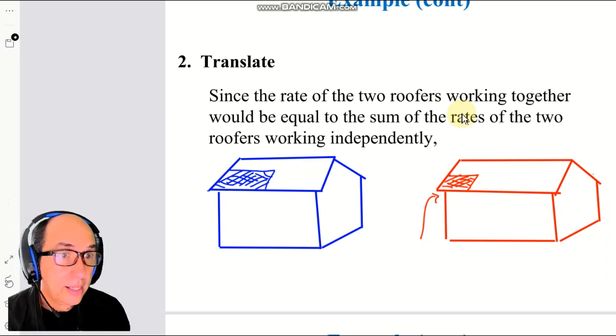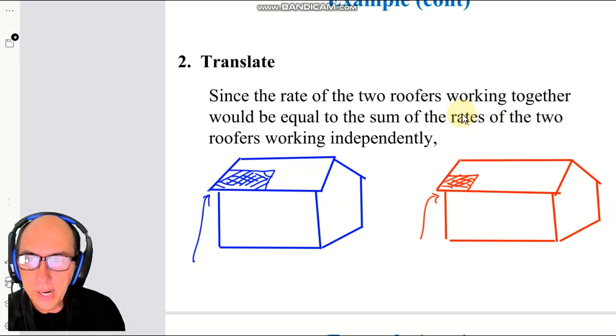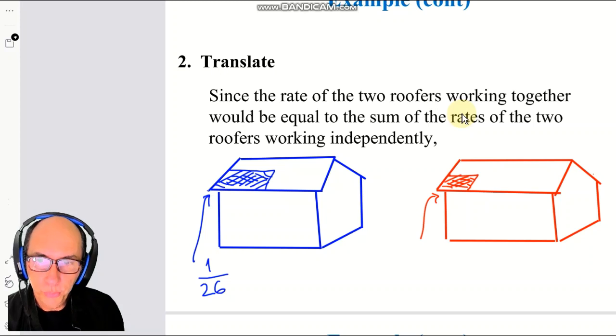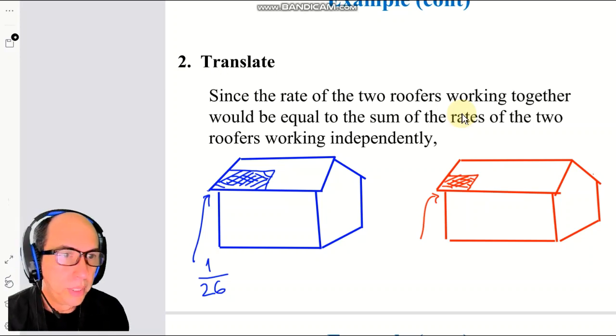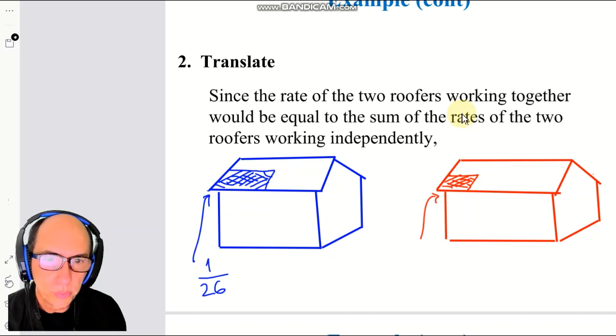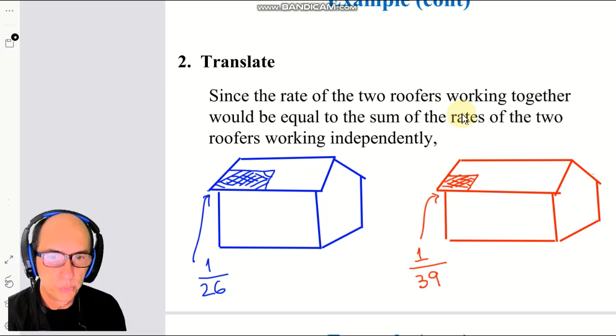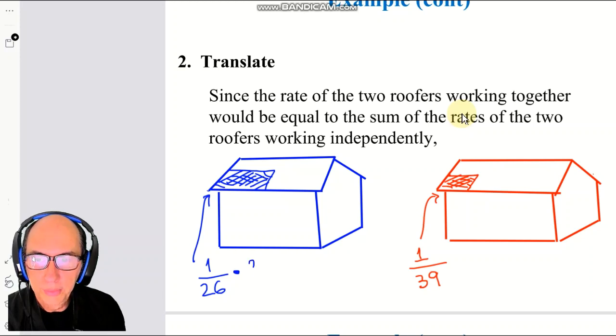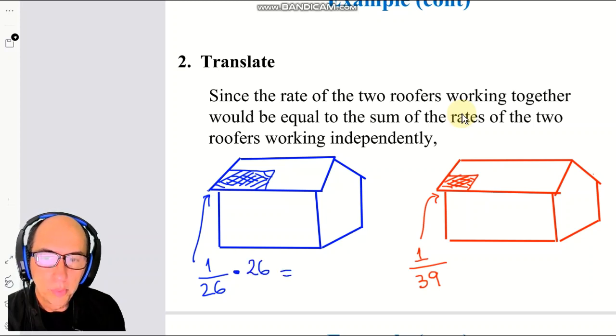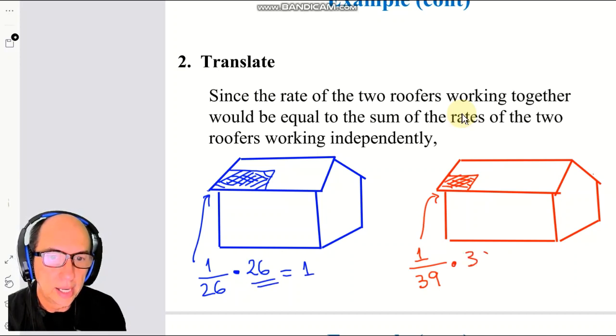We can represent these areas that they complete in 1 hour as a fraction. The experienced roofer will complete in 1 hour 1 over 26 of the roof, right? This is the fraction of the roof that he will complete. And the beginner will complete this area here that will represent a fraction 1 over 39 of the whole roof. And think, if the experienced roofer spends 26 hours, he will complete the whole roof in 26 hours. If the beginner spends 39 hours, he will complete the whole roof in 39 hours.